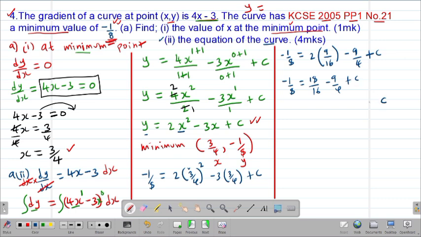So clearly the value of c will be equal to negative 1 over 8. If this crosses the equal sign, it becomes a negative 18 over 16. If this crosses the equal sign, it becomes a positive 9 over 4. So c will be equal to, I find the LCM of 8, 16, and 4. Of course, the LCM will be 16.